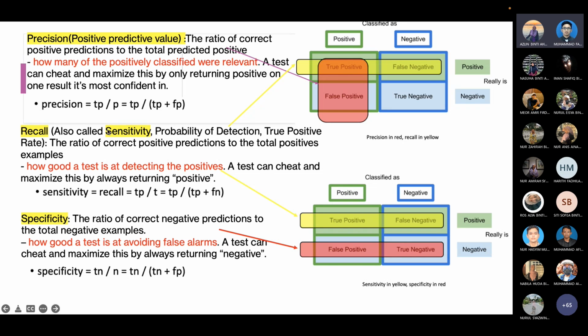Okay, and then recall, also called as a sensitivity, ataupun for statistic they call it as a probability of detection or true positive rate. So it is actually a ratio of correct positive prediction to the total positive examples. And now for this recall ataupun sensitivity, we would like to see how good the test is at detecting the positive. Okay, so kalau tengok dua-dua images ni, dia sama. Recall and sensitivity tu, okay, menunjukkan benda yang sama.